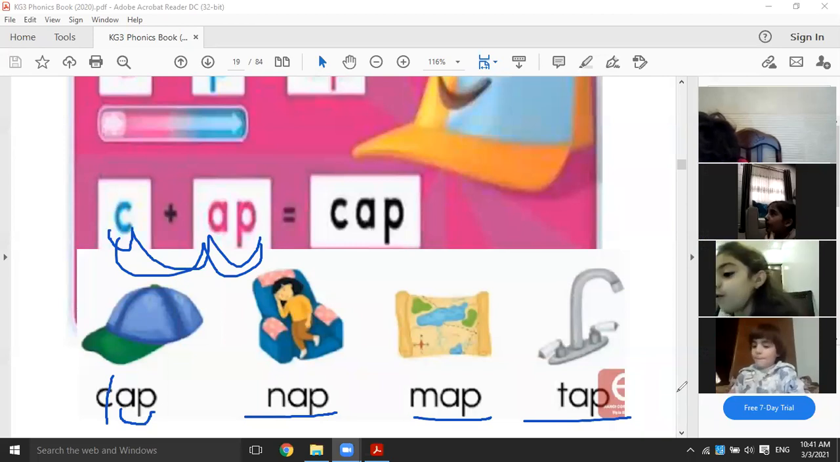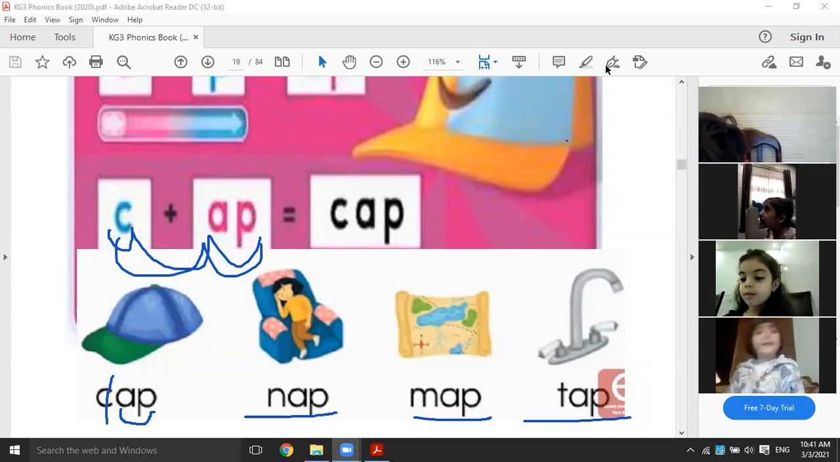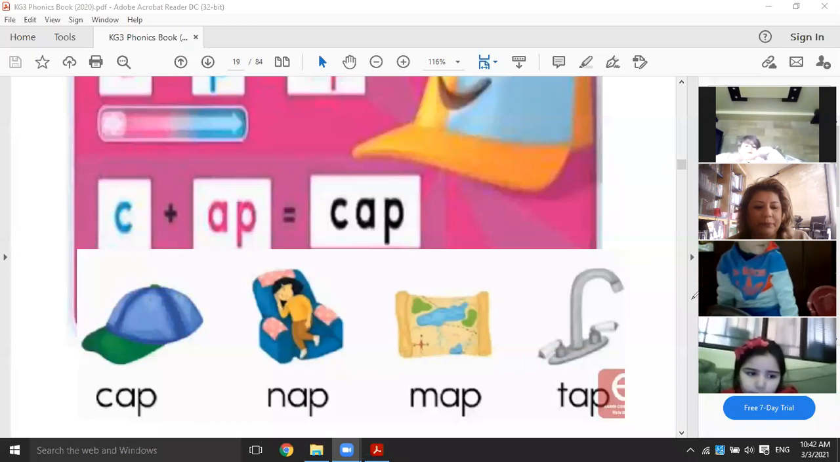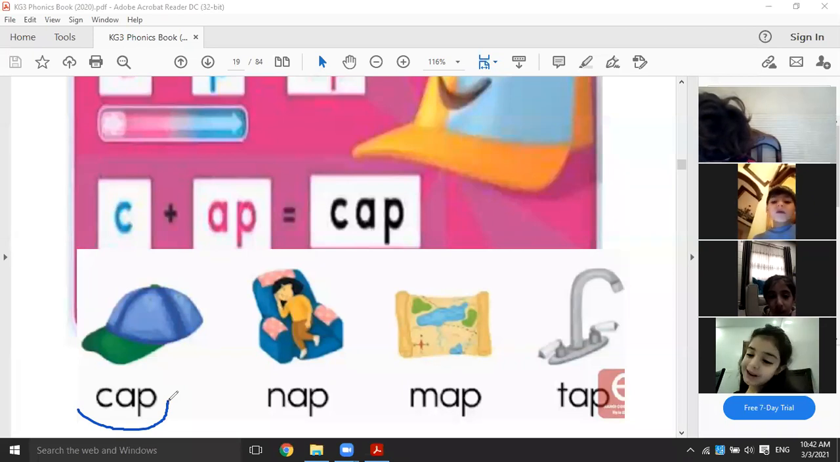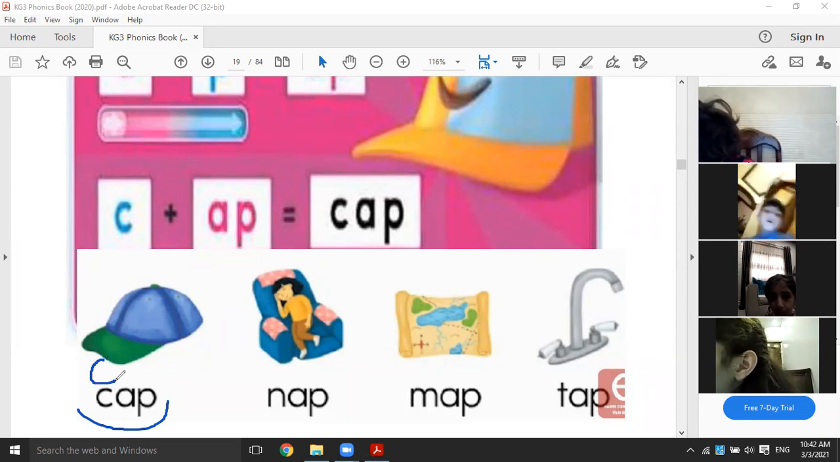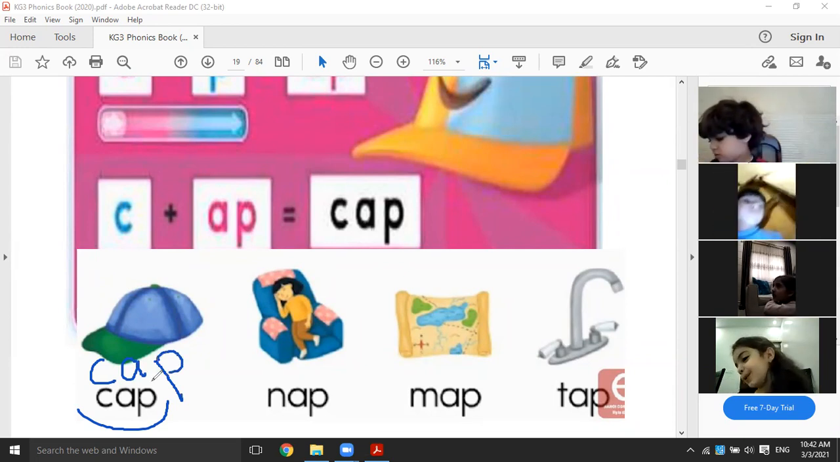Hisham, please read them. Hisham, read the words. What is the first word? Hisham, you should spell it. This sound is K. It's letter C, but it's K sound. After K, we have A, and after A, we have P, cap.